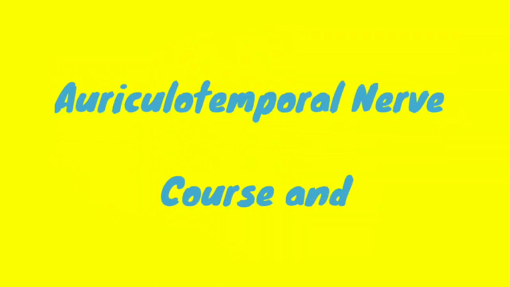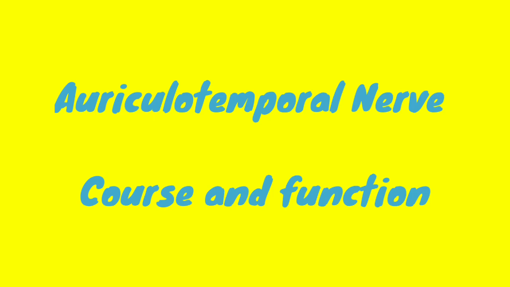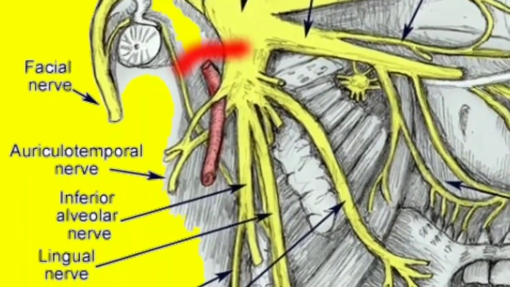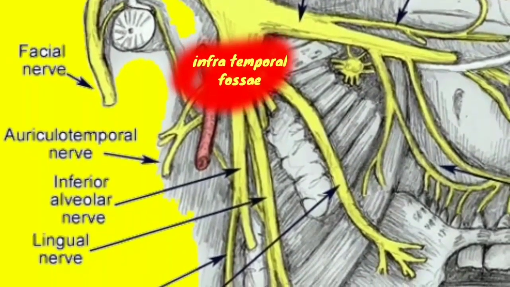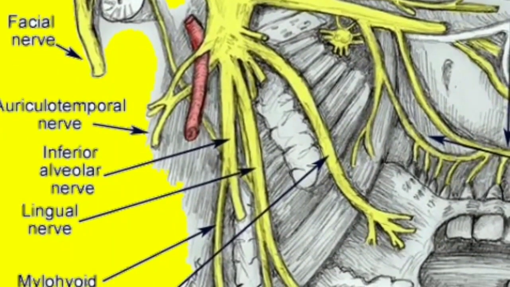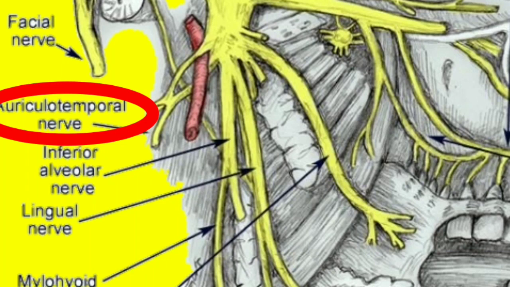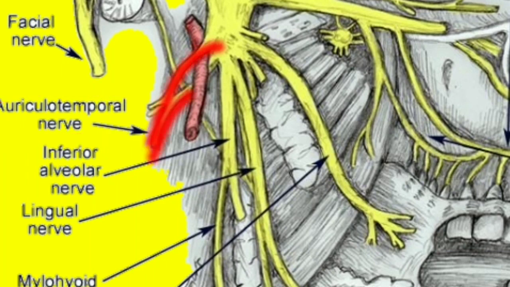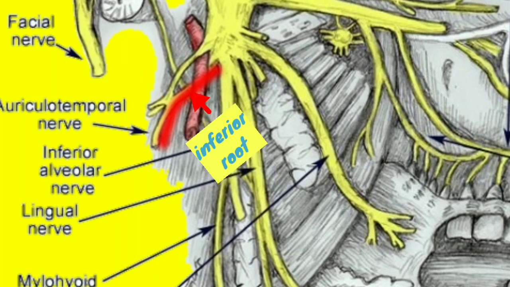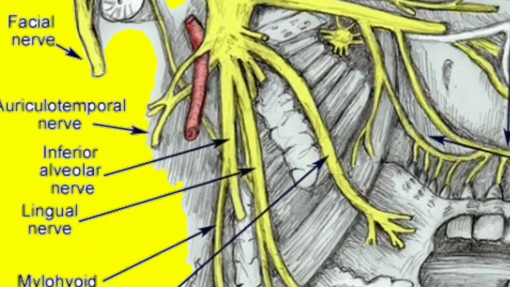Let's discuss in detail the auriculotemporal nerve, its course and function. The mandibular branch has emerged from the cranium. It courses through the infratemporal fossa, branching into four tributaries, described as follows: first, the auriculotemporal nerve. The auriculotemporal branch arises from the trigeminal nerve as two roots: a superior root, which comprises the sensory fibers, and an inferior root, which carries the secretomotor parasympathetic fibers originating from cranial nerve number 9 to the parotid gland.